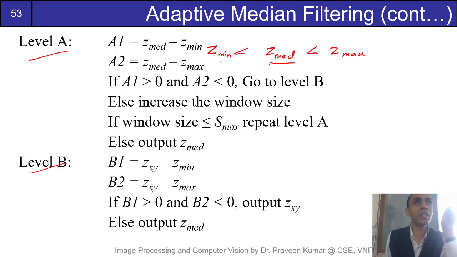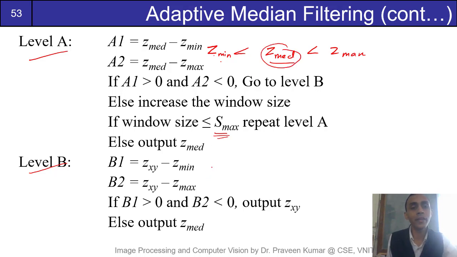But if it is not true, when the spatial density of the noise is large, it may happen that the median value also comes out to be one of these impulse values. In that case, we will increase the window size to the next increment, from 3x3 to 5x5, and we'll recompute this. We'll keep on increasing the window size until this is satisfied, up to the maximum limit that we have fixed. We'll not go beyond that, because that will cause very huge blurring, and we don't want that. So level A will ensure that we have adjusted the filter size and obtained a median value which is different from the noise value.